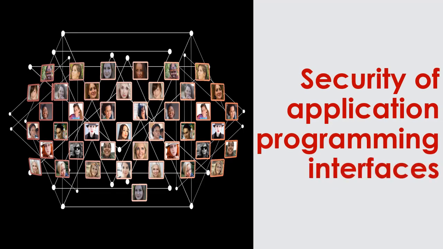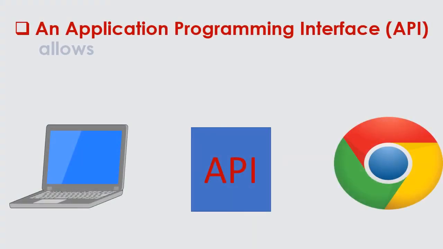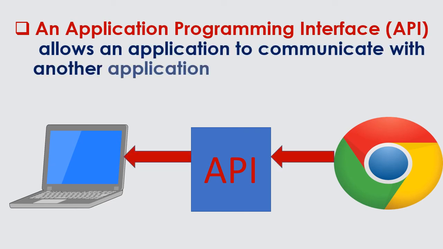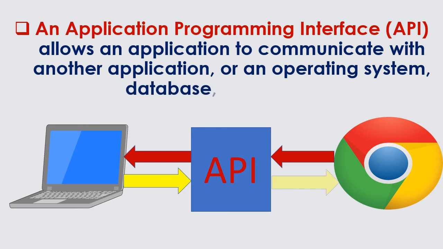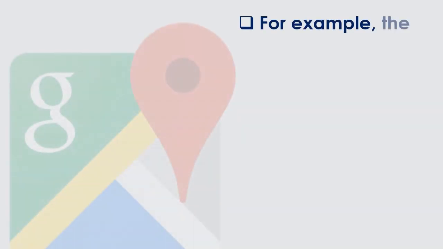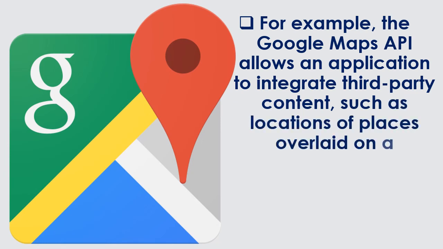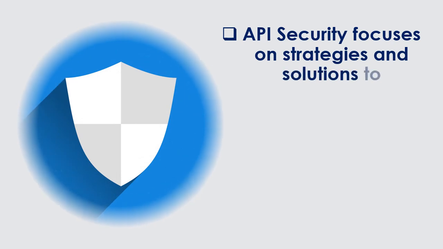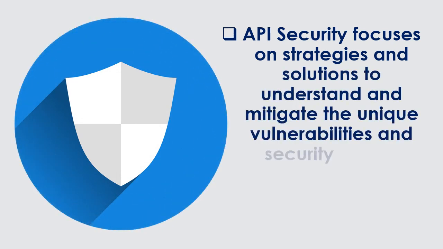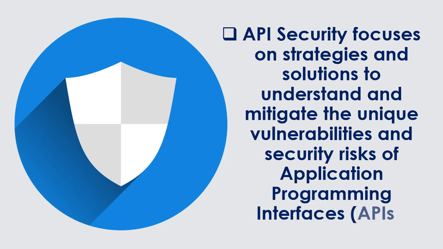Security of application programming interfaces. An application programming interface allows an application to communicate with another application or an operating system, database, network, etc. For example, the Google Maps API allows an application to integrate third-party content, such as locations of places overlaid on a Google map. API security focuses on strategies and solutions to understand and mitigate the unique vulnerabilities and security risks of application programming interfaces.